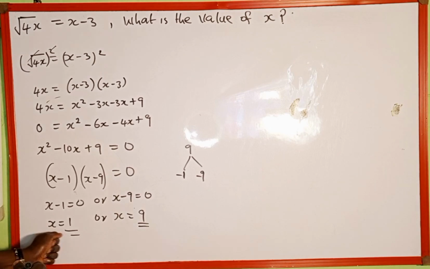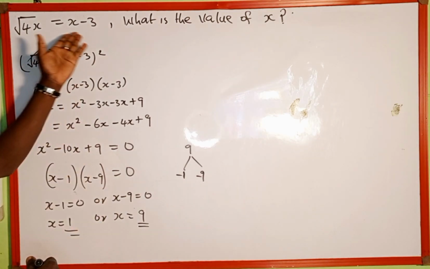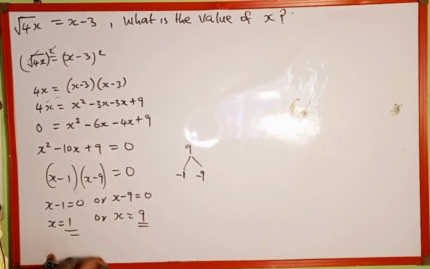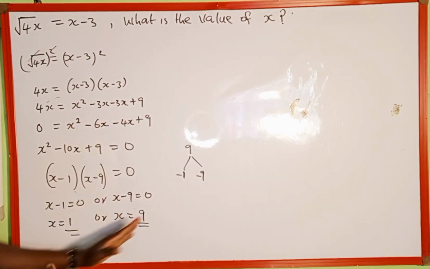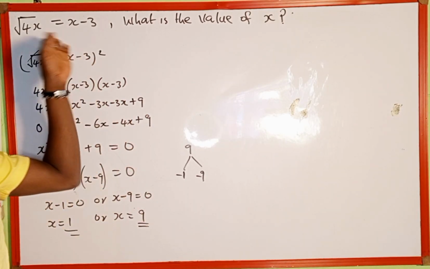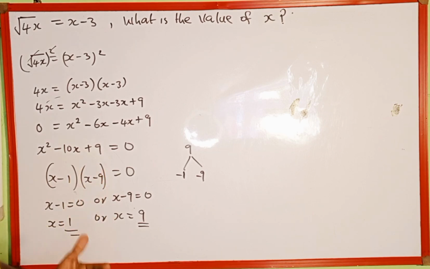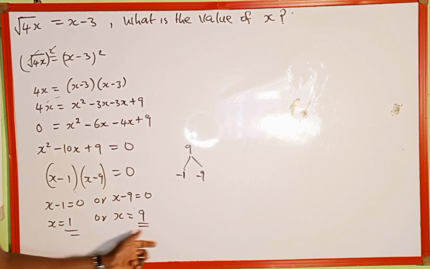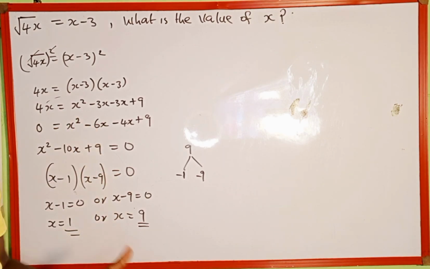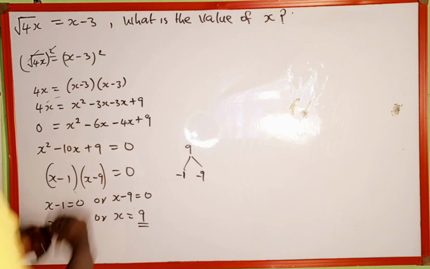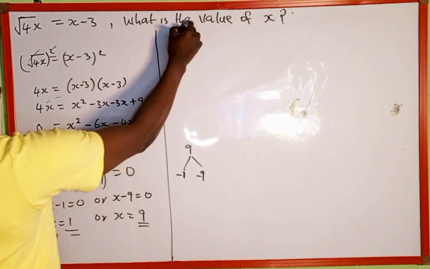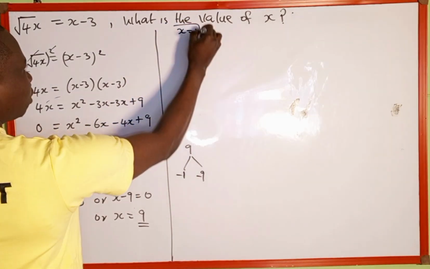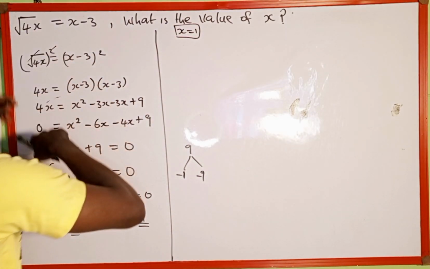So when you solve a radical equation in this form, I advise you to plug your two answers back into the equation to see whether the two solutions satisfy the equation, because in some cases one of the solutions will not satisfy the equation, but in some cases the two solutions will satisfy the equation. So let's check whether these two values of x satisfy the equation. So the first one is what? x is equal to 1. So we're going to plug in 1 here in place of x.